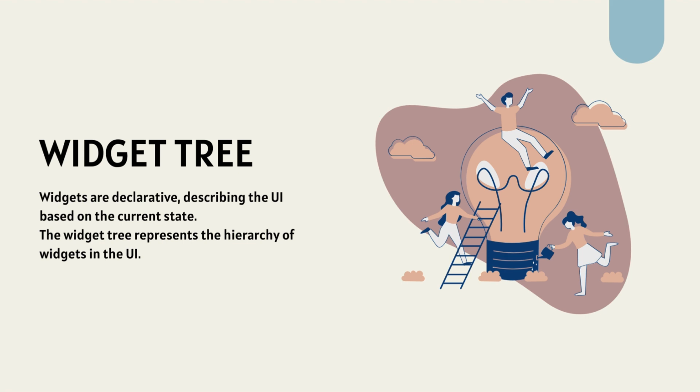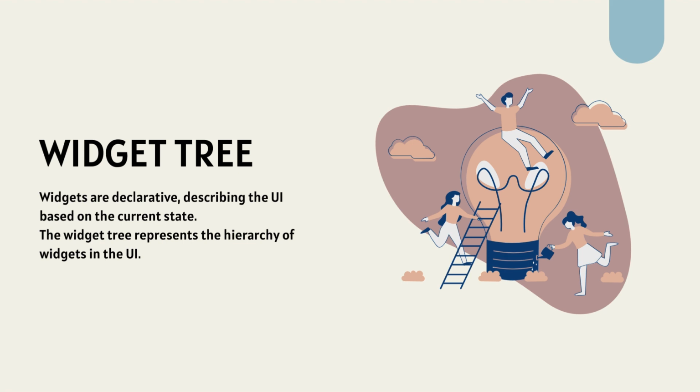Let's talk about widget tree. Widget tree structure is the hierarchical structure of widgets that represents the UI of the application. It starts from the root widget and branches out into various nested widgets. Each widget in the tree corresponds to a part of the user interface.